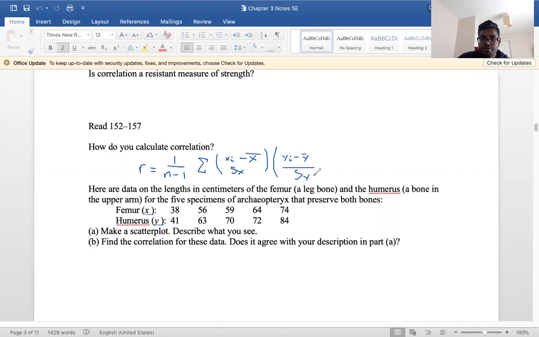Okay, and while you don't need to know this equation, one thing I do want to talk about is, what do these things look like? This right here looks like a z-score. This right here looks like a z-score for the y's. So all correlation is, you're just really doing a standardization process of both your variables. Right, these just look like z-scores.